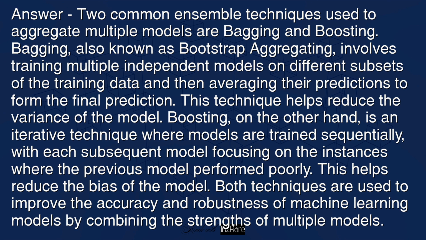Boosting, on the other hand, is an iterative technique where models are trained sequentially, with each subsequent model focusing on the instances where the previous model performed poorly. This helps reduce the bias of the model. Both techniques are used to improve the accuracy and robustness of machine learning models by combining the strengths of multiple models.